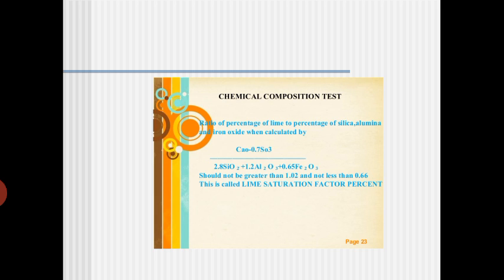This chemical composition ratio is calculated as lime, that is calcium oxide, divided by silicon dioxide plus alumina plus ferrous oxide. With this ratio we find out what value we are getting, and we compare it with the standard value. It should not be greater than 1.02 and not less than 0.66. So this ratio should be between 0.66 and 1.02. Then we can say that the chemical composition of the cement is good.